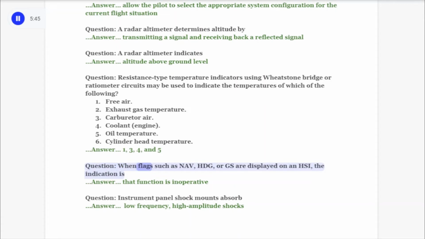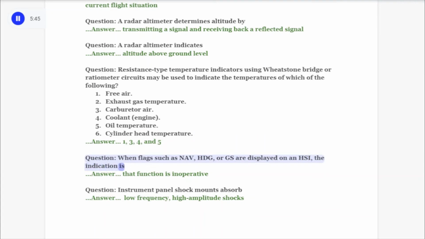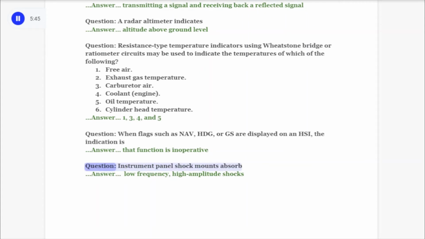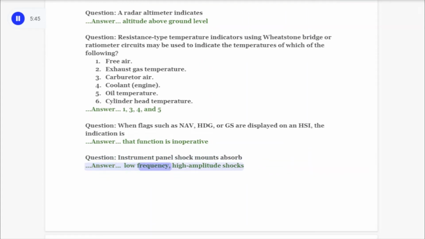Question: when flags such as NAV, HDG, or GS are displayed on an HSI, the indication is. Answer: that function is inoperative. Question: instrument panel shock mounts absorb. Answer: low frequency, high amplitude shocks.